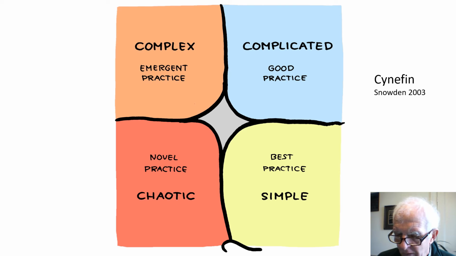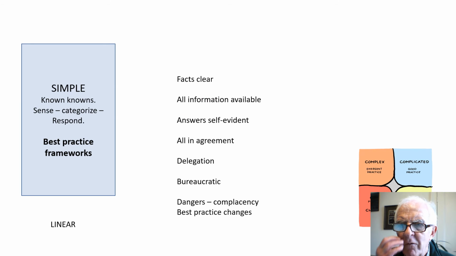There's a huge literature out there on how organisations do and don't work, but I think this is a useful starting point from the perspective of complexity theory. So let's look at the simple zone. This is a linear zone, a simple relationship between cause and effect. Here, we know everything about the system. Facts are clear. We have all the information at our fingertips.